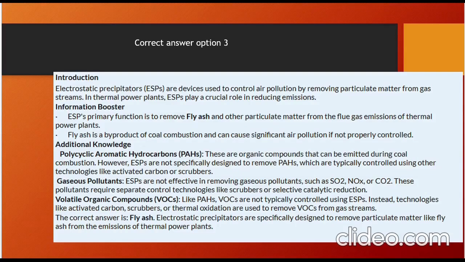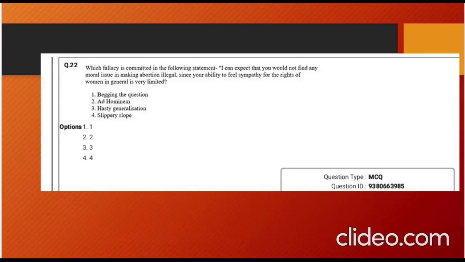Coming to the next question, which fallacy is committed in the following statement? I can expect that you would not find any moral issue in making abortion illegal since your ability to feel sympathy for the rights of women in general is very limited. 1. Begging the question. 2. Ad hominem. 3. Hasty generalization. 4. Slippery slope. Options 1, 2, 3, and 4. The correct answer is option 2.